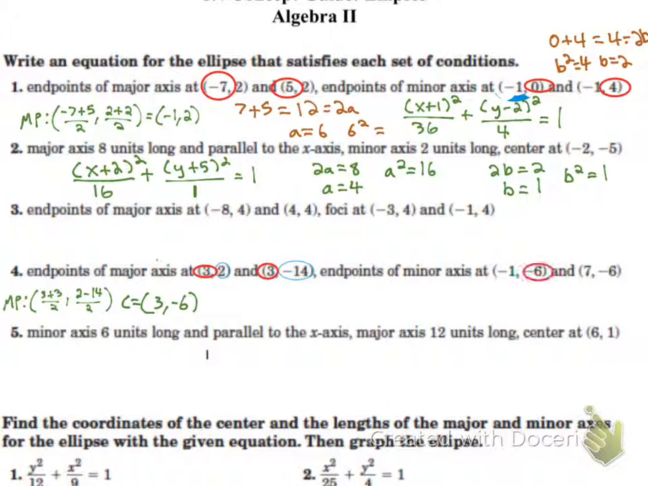Alright, next. The endpoints of my major axis are from 2 to negative 14. The y values are what's changing, so this is going to be a vertical ellipse. The 2 and the negative 14 are in the y spot of our ordered pair, so it's going to go underneath the y.